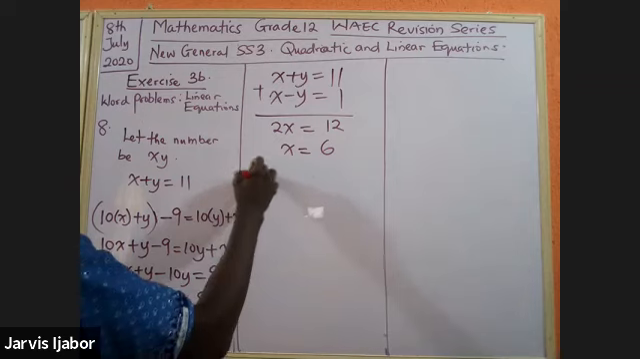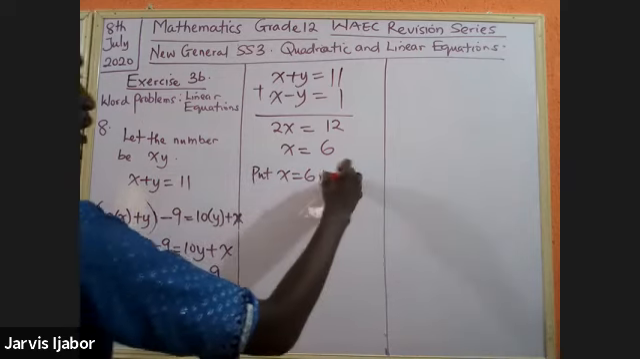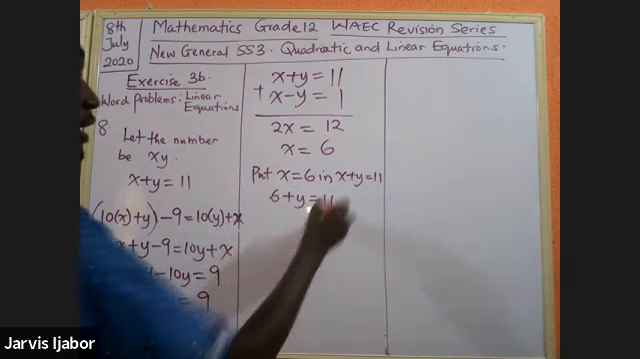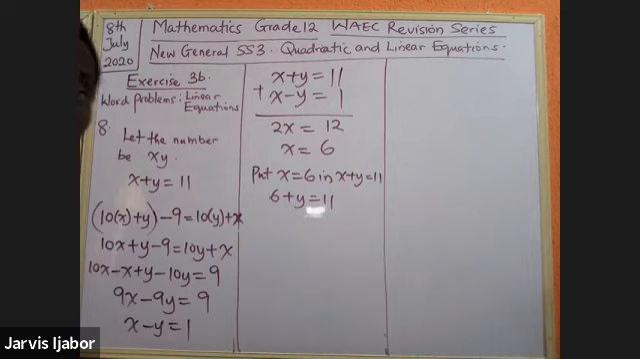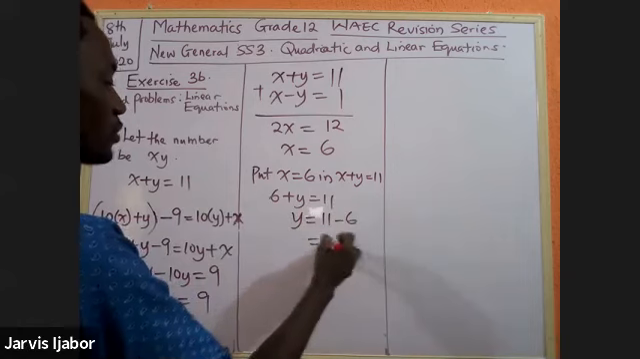So I will now put x equal to 6 in x plus y equal to 11. So that means 6 plus y will be equal to 11. And y will be equal to 11 minus 6. So that will be equal to what? 5.